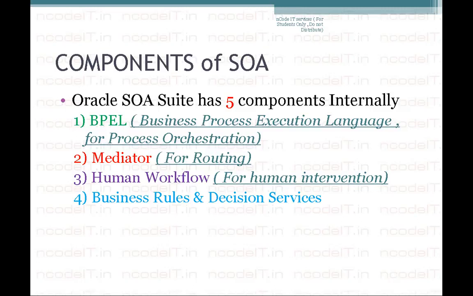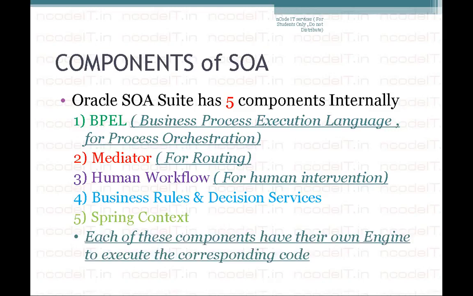Business rules and decision services are another component that will be especially used by the first two. BPEL and mediator use the fourth element, business rules and decision services, to execute a process end to end. Now, Spring context is something embedding a Java program inside a composite. Now, as we know, composite is not a Java program. Composite looks more like XML code, whereas Spring context is more of a Java program. So we are taking a Java program and putting it inside a composite.